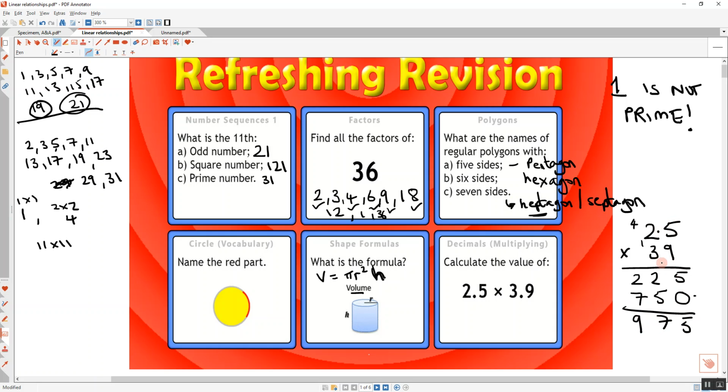Because it's between the 9, the 2 and the 7. Right, I have one decimal place here, and one decimal place here. So I have to have how many places? 2 places. So the answer is 9.75. Exactly. But with addition, you don't.